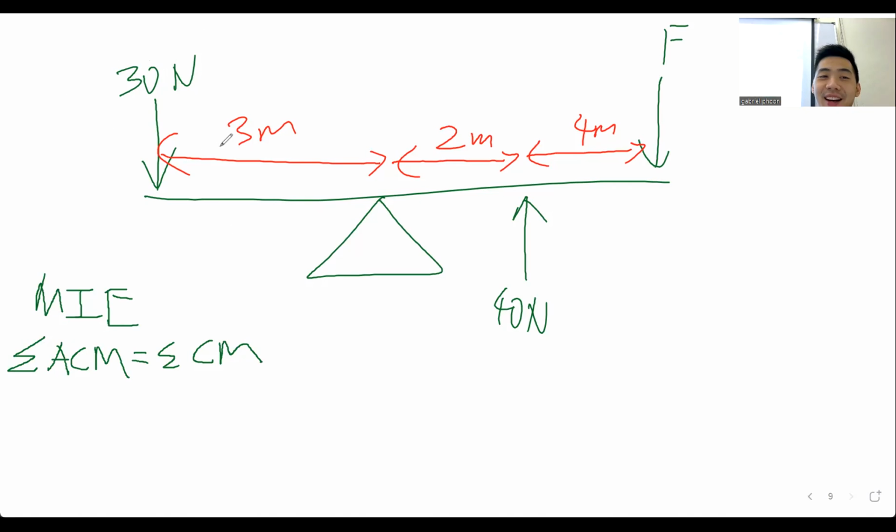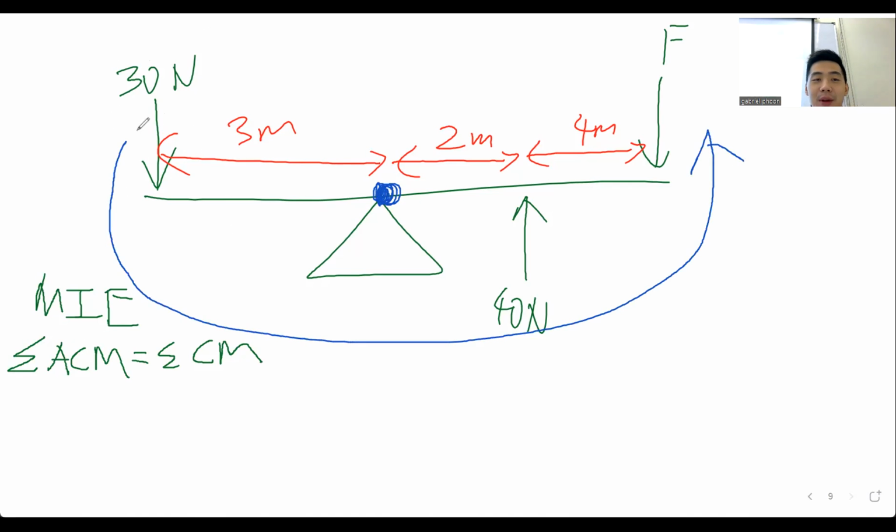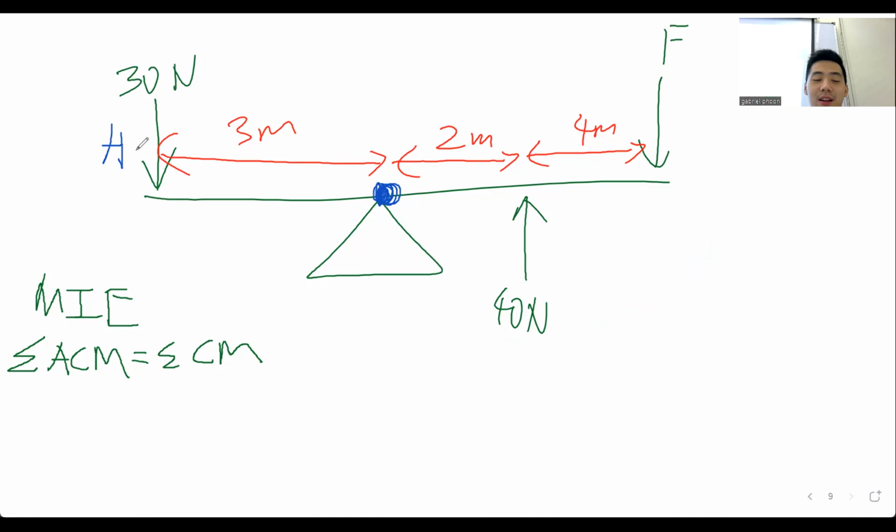This is clockwise. This one, how come it's clockwise? You know how it spins or not? This is the pivoting point. Then this thing is going to spin like this, right? So this is going to be anti-clockwise, right? Let's put an A here to represent anti.